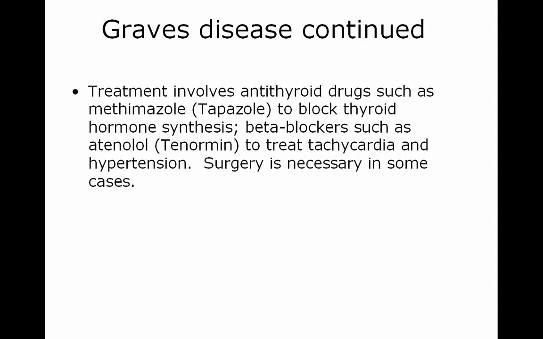Treatment involves anti-thyroid drugs. There are drugs that will counteract the action of the T3 and T4. There are drugs that will block thyroid hormone synthesis. Now the person may also need symptomatic treatment of the tachycardia, the fast heart rate, and the hypertension with drugs like beta blockers like Tenormin. In some cases, the person may actually have surgery to remove the thyroid or remove part of the thyroid. The person will also have anxiety, so they may need some medications to help them deal with the anxiety that goes along with the physical problems of Graves' disease.